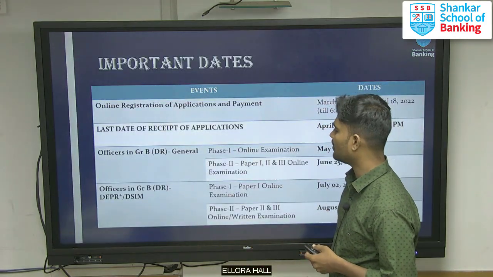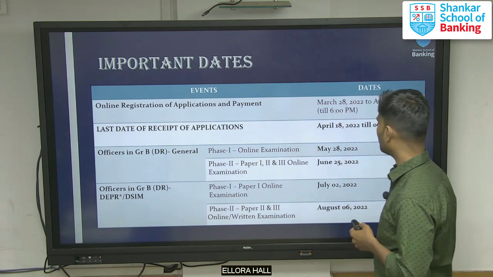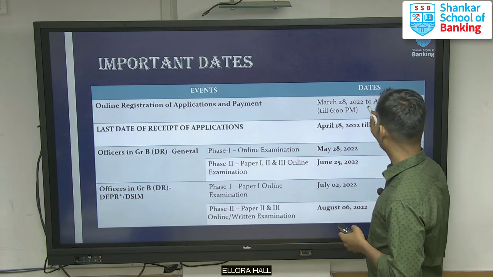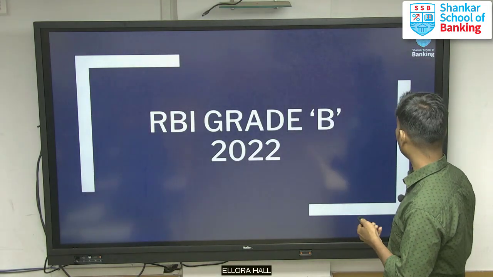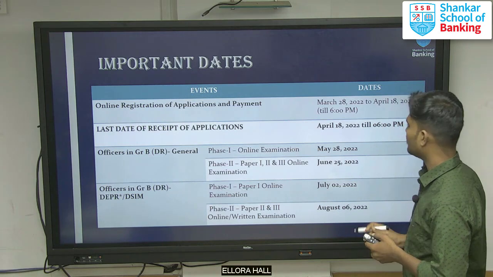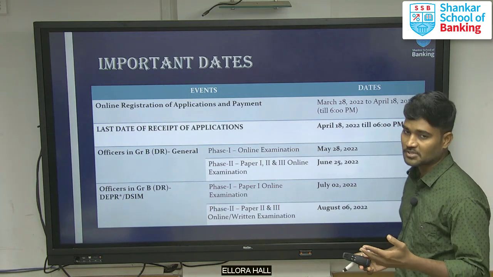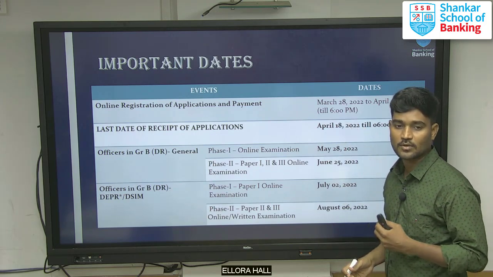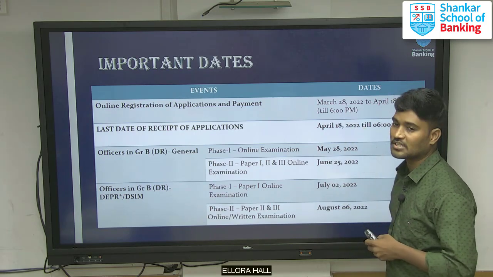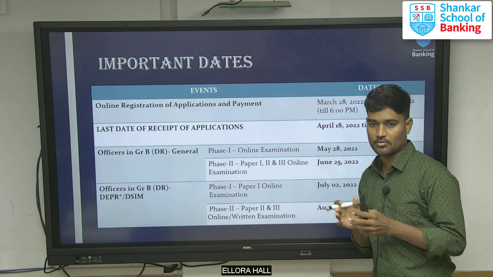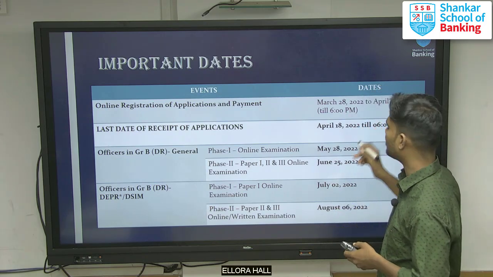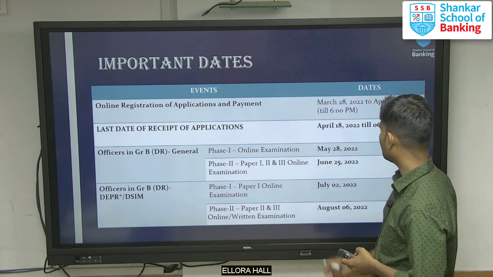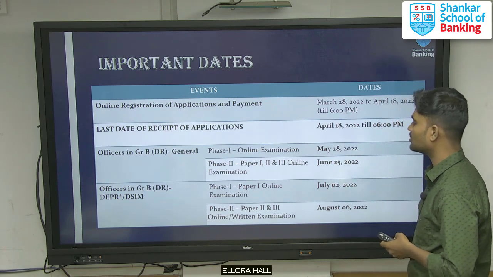First of all, the RBI notification. The notification came out on 28th March. Online registration of application and payment is open till April 18th, till 6 o'clock. This is very important, because many say 12 p.m., but actually our closing date is April 18th, till 6 o'clock. Then the last date of receipt of application, and the phase one online examination on May 28th, 2022.